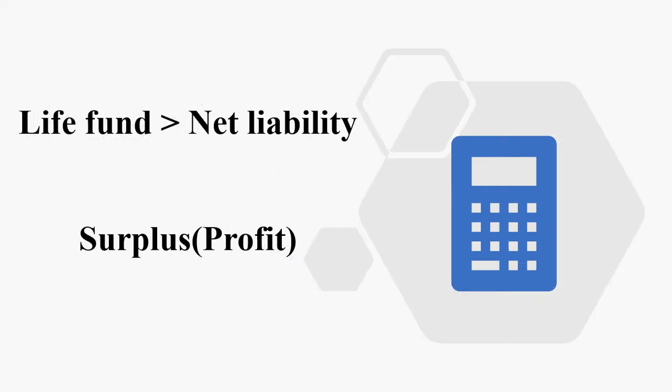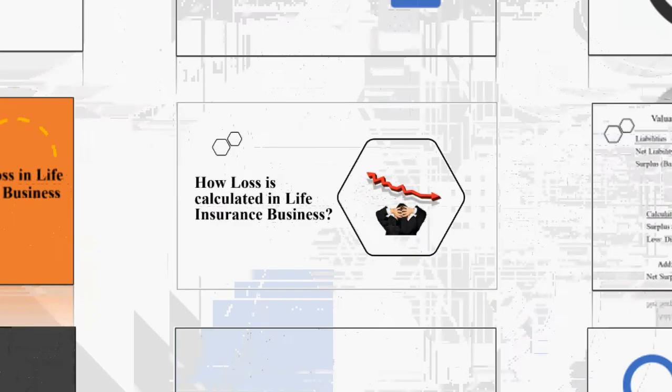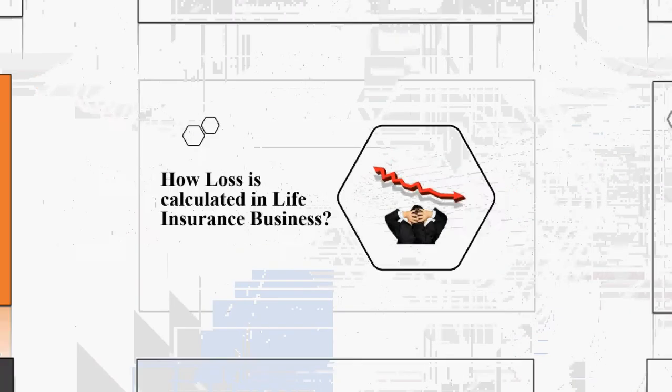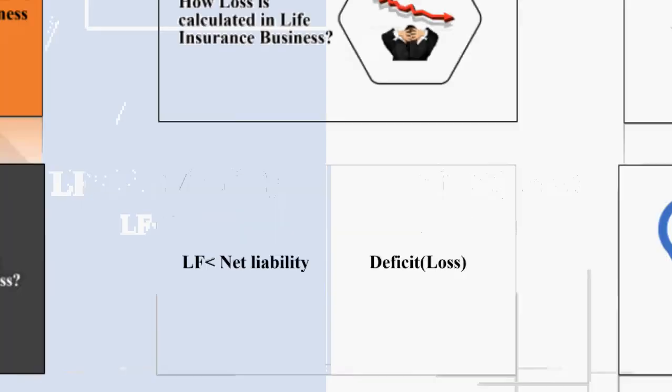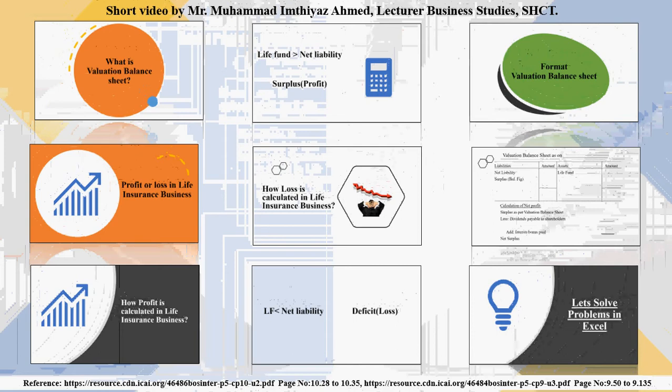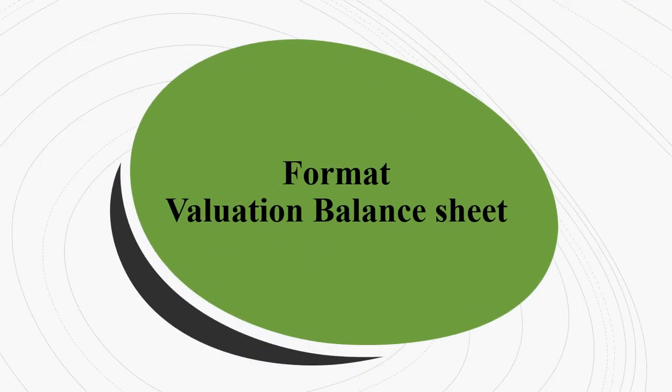When the life fund exceeds its net liability, the concern is said to have incurred a surplus. It means profit. At the same time, when calculating loss, we can say that if the life fund is less than net liability, the life insurance concern is said to have incurred a deficit. It means loss. So how do we calculate? What is the format? How does it look?